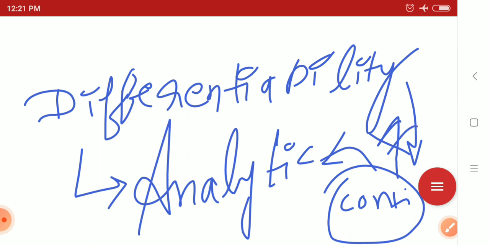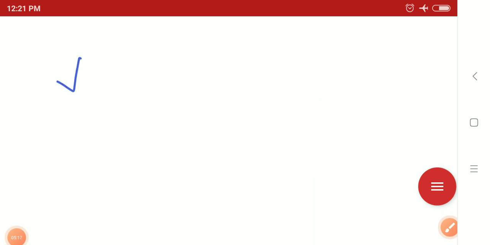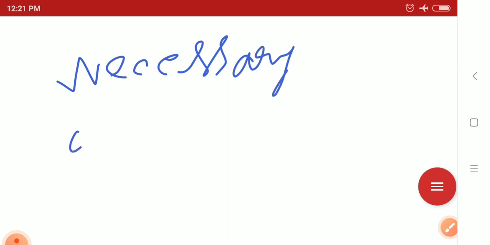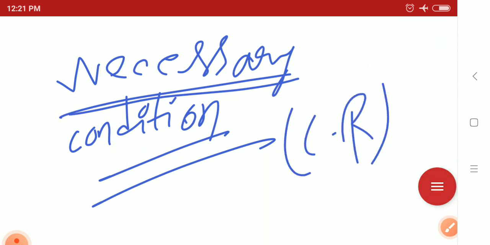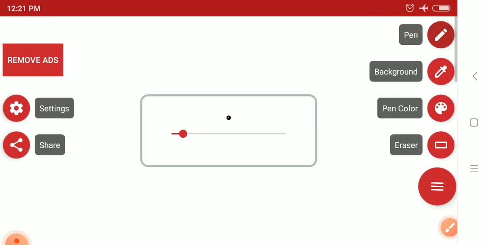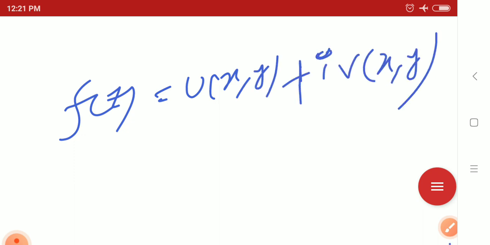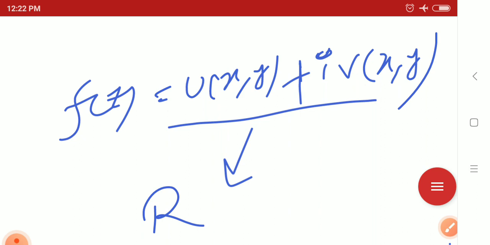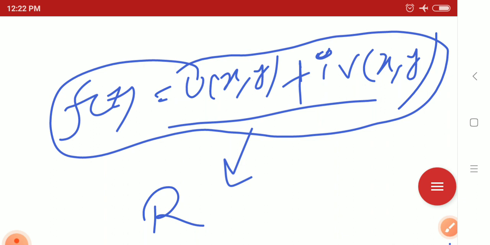Okay, so now let's discuss the Cauchy-Riemann equations. The main thing is how to prove the necessary condition for an analytic function, and that will be discussed by the CR equation or Cauchy-Riemann equation. Necessary condition means what? Suppose you have a function f of z equals u of x y plus iota v of x y, where u is the real part and v is the imaginary part. Now this is analytic in a region R. What is the necessary condition?